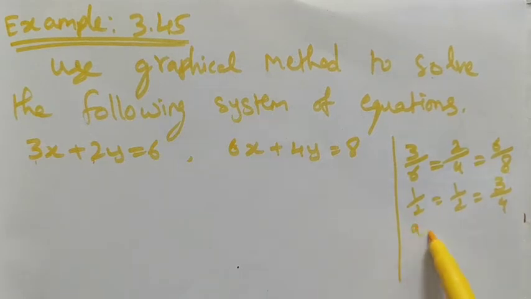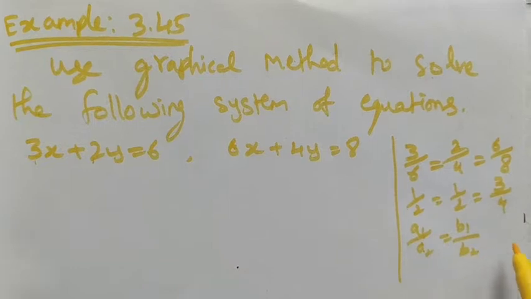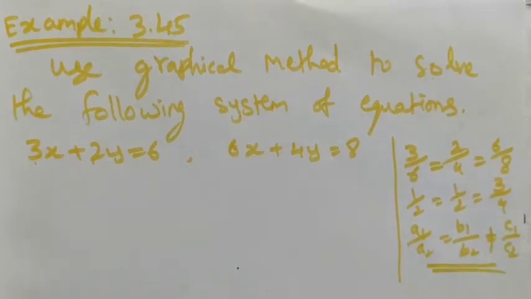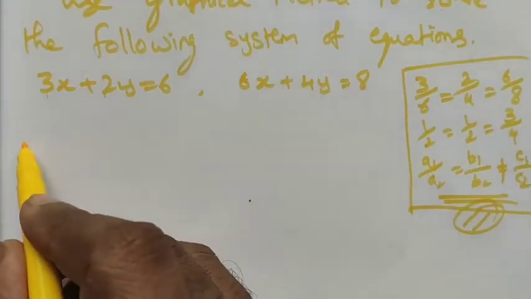See, when a1 by a2 is equal to b1 by b2 is not equal to c1 by c2, it means it has an inconsistent solution. So there is no solution for this. By this condition we can say the two lines are parallel. Let's see it in the graphical method. Here we have concluded the two lines are parallel lines. Then let's see how.